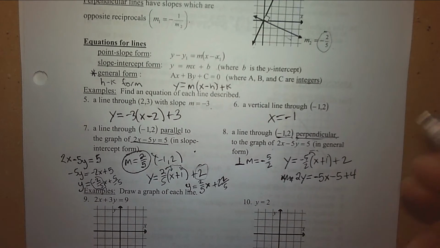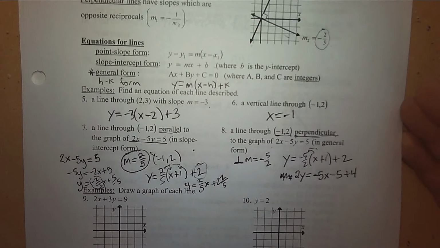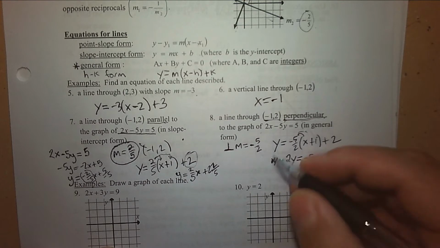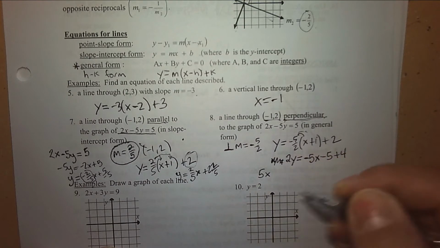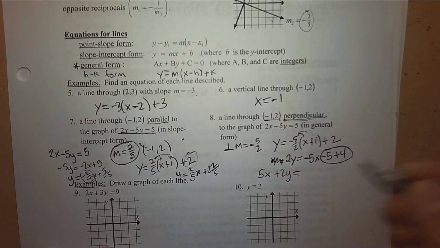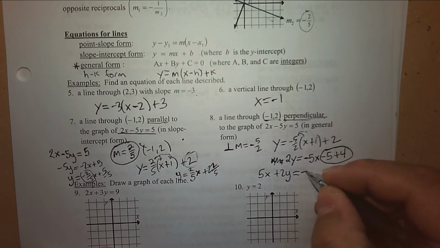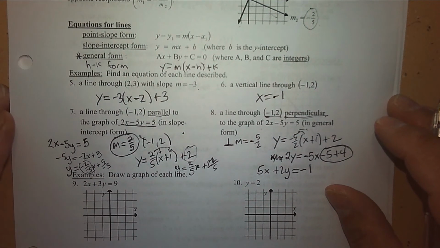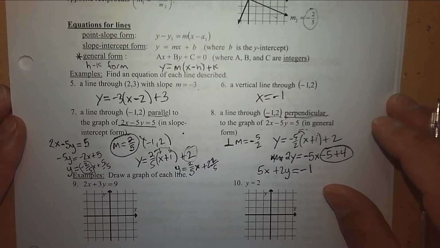So if I put this in general form, sometimes it's called standard form, add 5x to the left side. So you have 5x plus 2y, and then combine like terms, and negative 5 plus 4 is negative 1. It's just testing your algebra memory, right, in terms of what you'd need. Do you know how to draw a line?